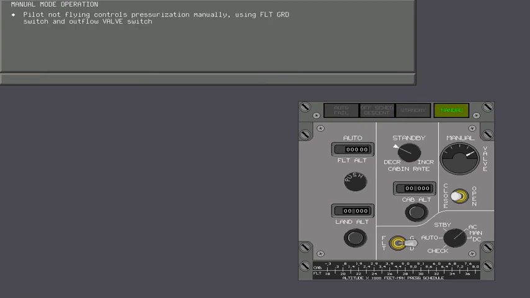In the manual mode, the pilot not flying controls the pressurization manually using the flight ground switch and the outflow valve switch.